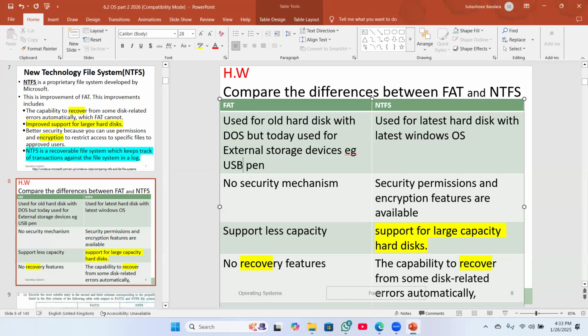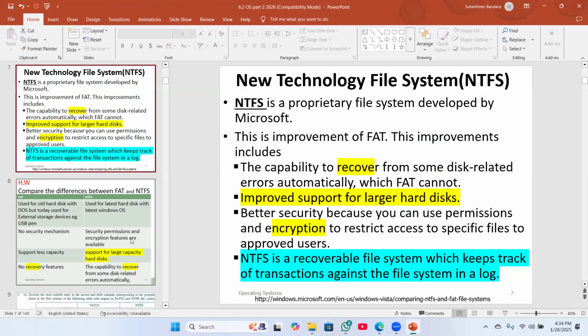But in NTFS, security mechanisms and encryption features are available. It supports very large capacity in the hard disk, and has the capacity to recover some disk related errors automatically. So NTFS can recover some disk related errors automatically. But for FAT files, there is no security mechanism, it only keeps one set of backup and supports less capacity, and no recovery features are available in the FAT file system. Okay, so we'll write these two slides now, this one and then the comparison.